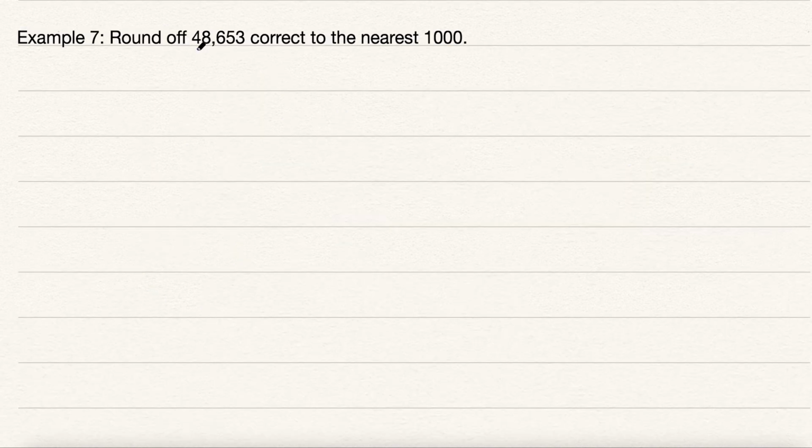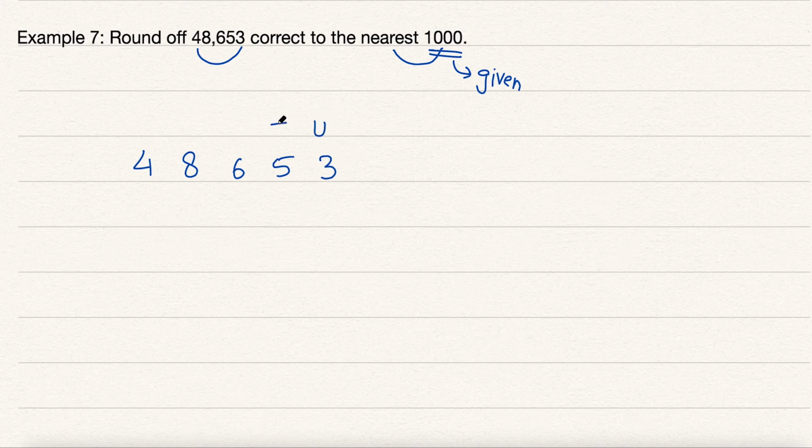In this example, you need to round off 48,653 correct to the nearest 1000. The given place value is 1000. So this is the given place value. And then you will mark place values on the given number. This is 48,653. This is unit, tens, 100, 1000 and 10,000. So the given place value is 1000. You will focus on this digit, that is the number 8. Now you need to check digit to the right.